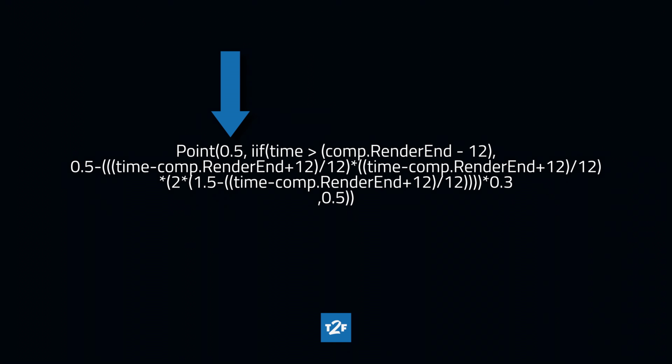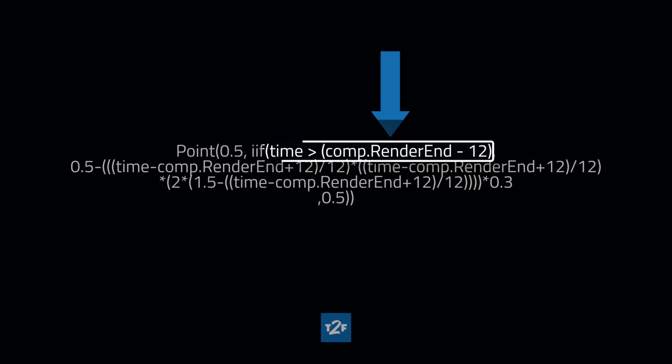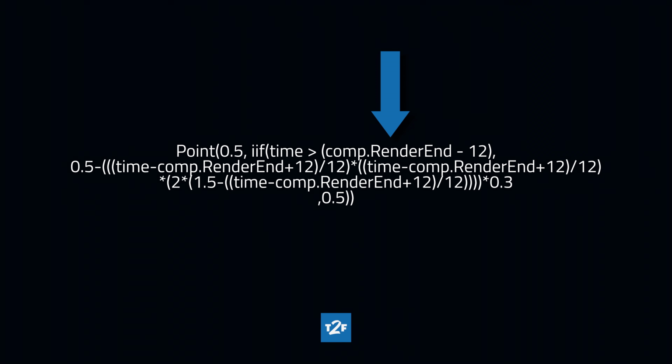The Y value is what changes, hence there's a big old expression here. It starts with an if statement that works out whether or not we are within the final 12 frames of the composition. Because it's using the comp.RenderEnd property, this will always reflect the actual length of the composition, regardless of how long or short you make it in the edit page.